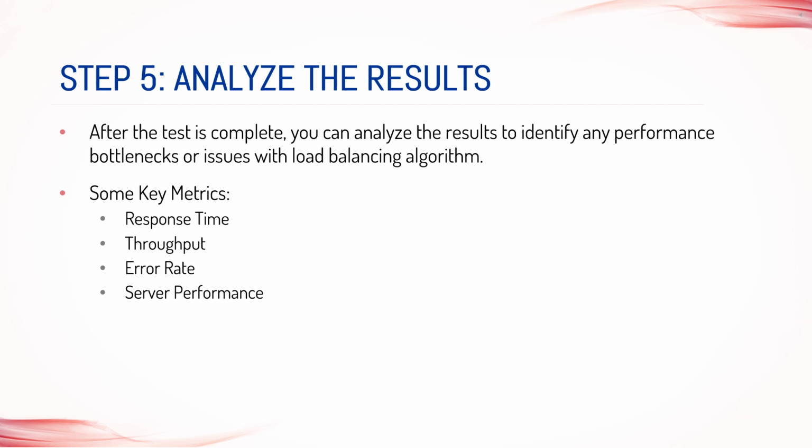Error rate. This metric measures the percentage of requests that result in an error response. High error rates indicate that the web application is struggling to handle the load and the load balancing algorithm needs to be optimized. Server performance. This metric measures the resource utilization of each server in the group. High resource utilization indicates that a server is struggling to handle the load and may need to be replaced or optimized.